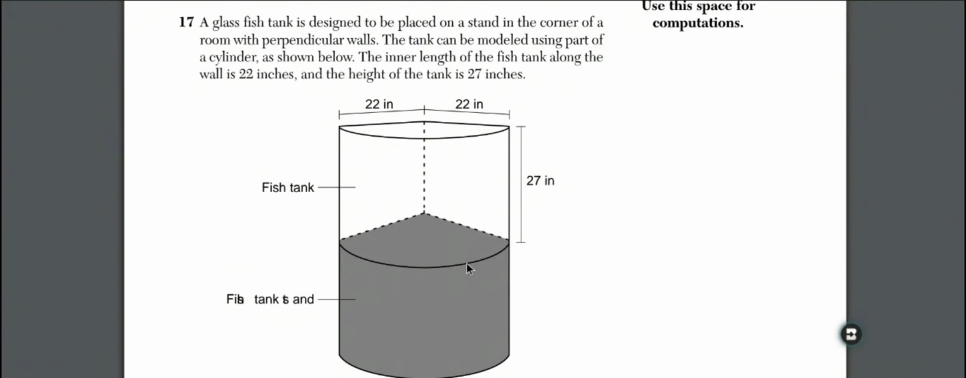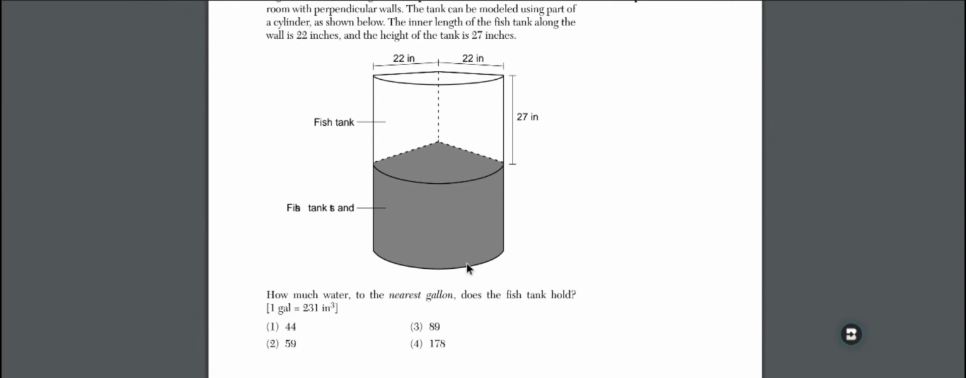Question number 17. I'm going to zoom out so we can see the entire question. A glass fish tank is designed to be placed on a stand in the corner of a room with perpendicular walls. The tank can be modeled using part of a cylinder, as shown below. The inner length of the fish tank along the wall is 22 inches, and the height of the tank is 27 inches. How much water to the nearest gallon does the fish tank hold? And I'm told that 1 gallon equals 231 inches cubed.